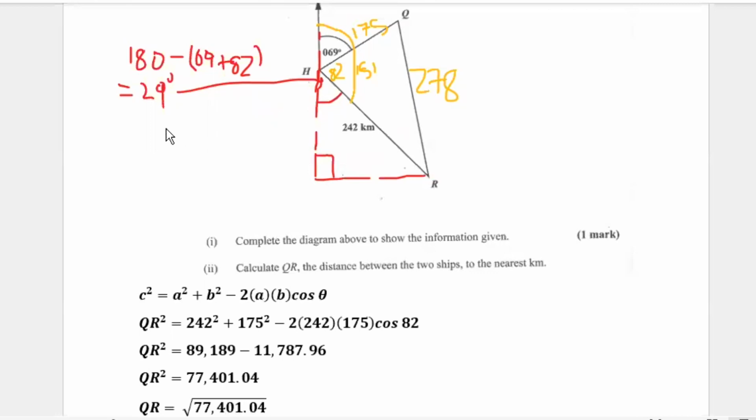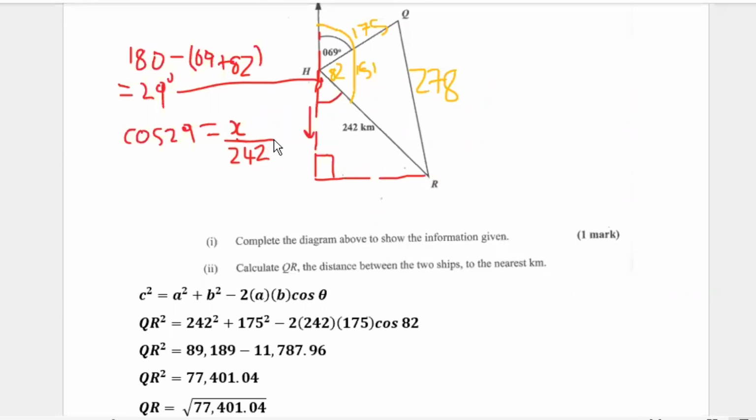So you can say cos 29, and remember cos is equal to adjacent over the hypotenuse. So the adjacent, this is what we're trying to find, this is it. So let's call it x over the hypotenuse. Remember the hypotenuse of this triangle is always the longest side. So it is x over 242. So what would x be when you work this out? That will give you how far due south R is from the harbor.